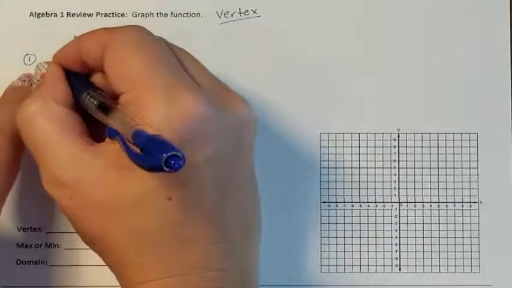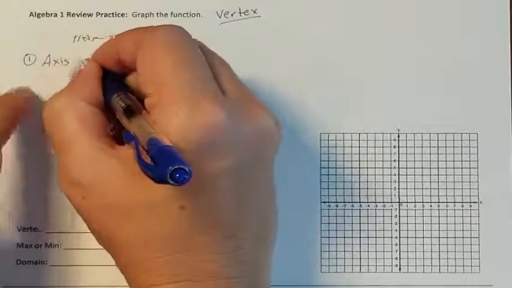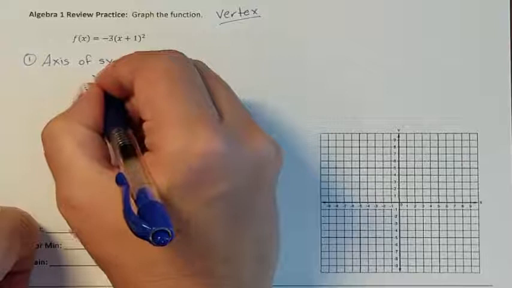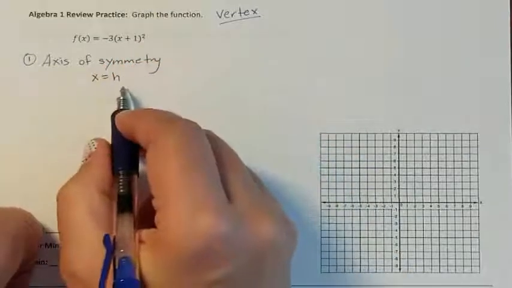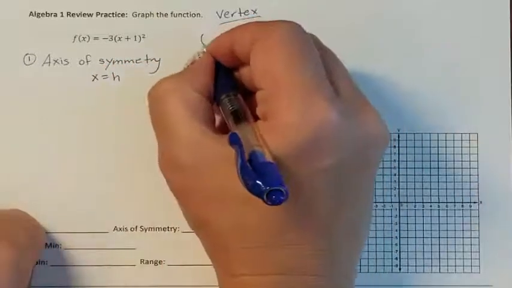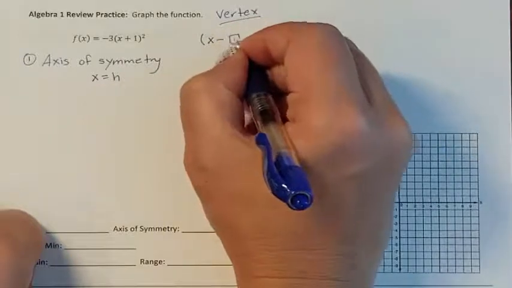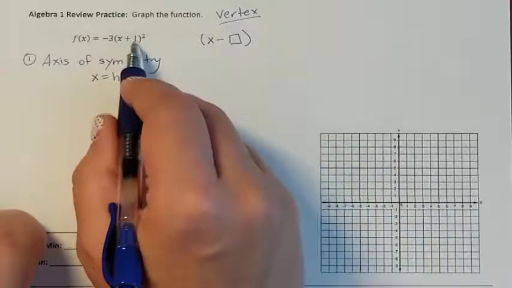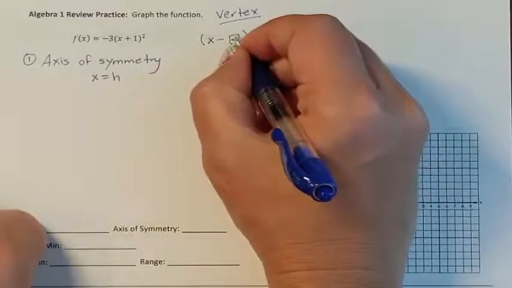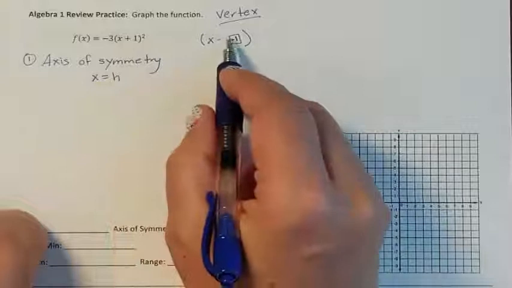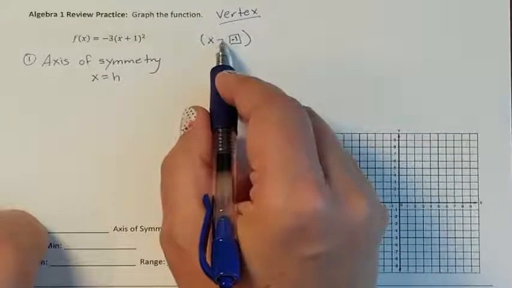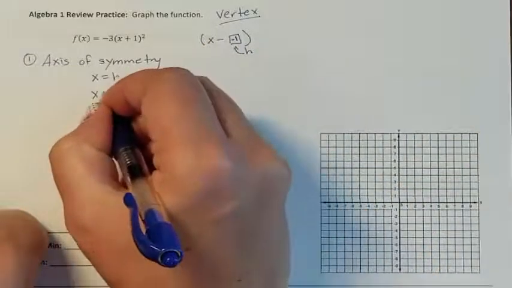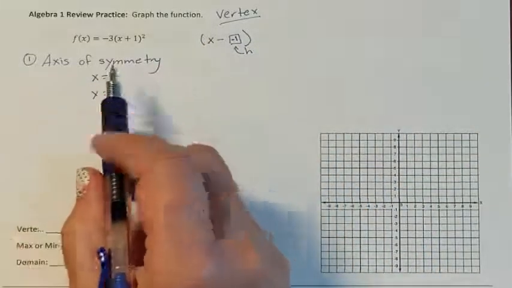Step 1 in Algebra 1 was always to identify our axis of symmetry. My axis of symmetry tells me that x is supposed to equal h, so I need to find the h. The h is always inside of the parenthesis. So x minus something gave me a plus 1. X minus a negative 1 gave me the plus 1 when they simplify the minus the negative. So I can see that my h right here is a negative 1. So x equals negative 1 is my axis of symmetry.